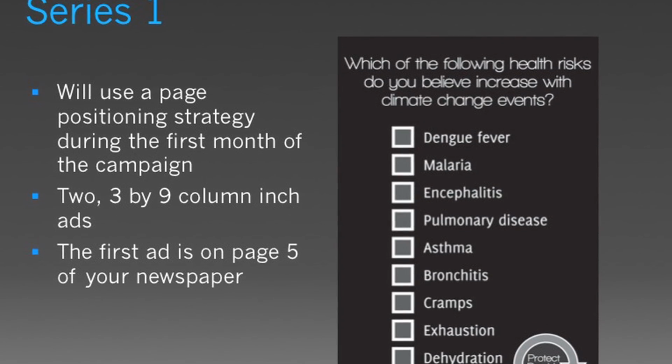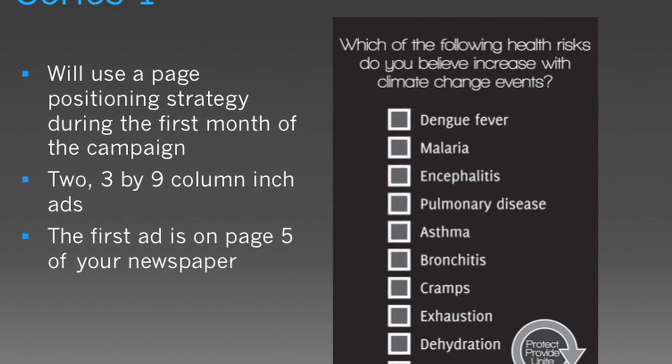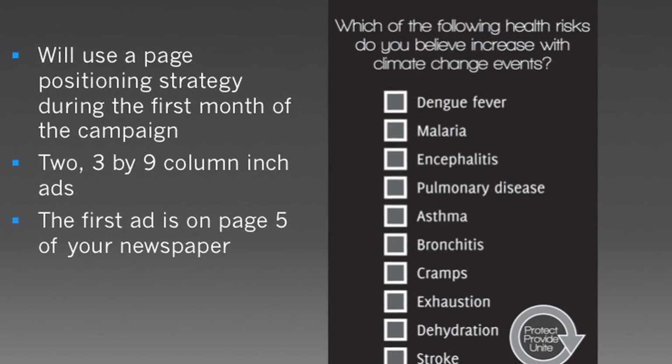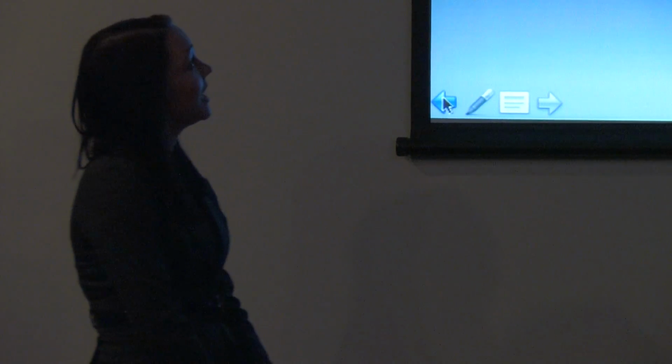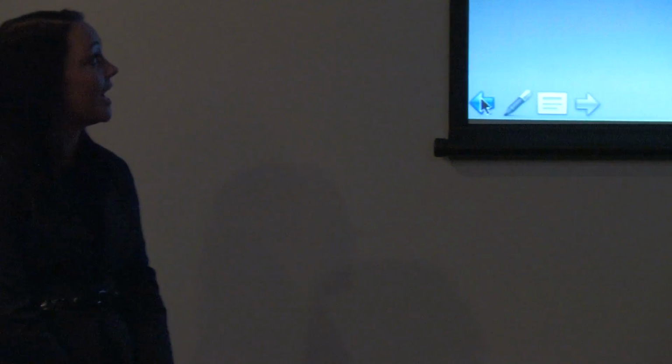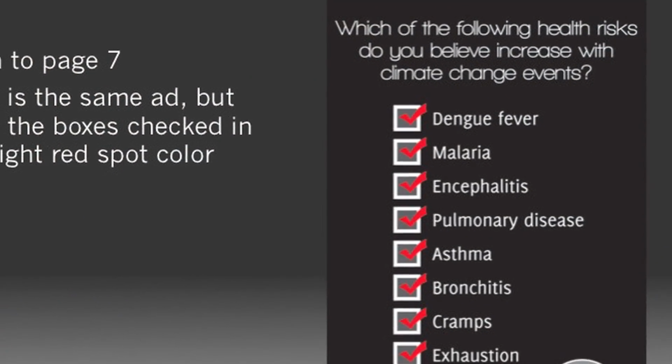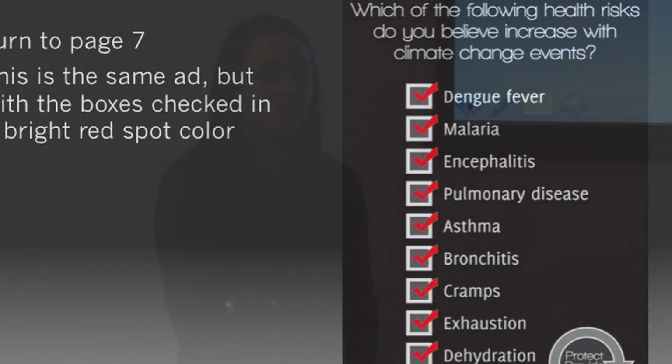It reads across the top, "Which of the following health risks do you believe increases with climate change events?" then lists certain health risks on the side. If you could turn to page 7, you can see the same ad, but with the boxes checked in a bright red spot color. The advertisement's forward placement in the newspaper, along with bright red spot color, will increase recognition of our ad.